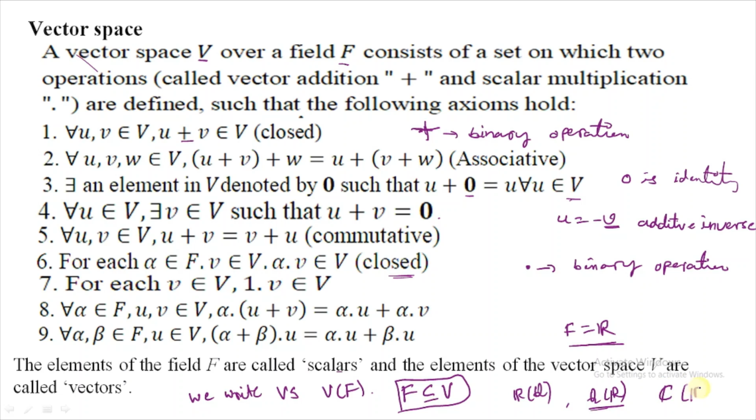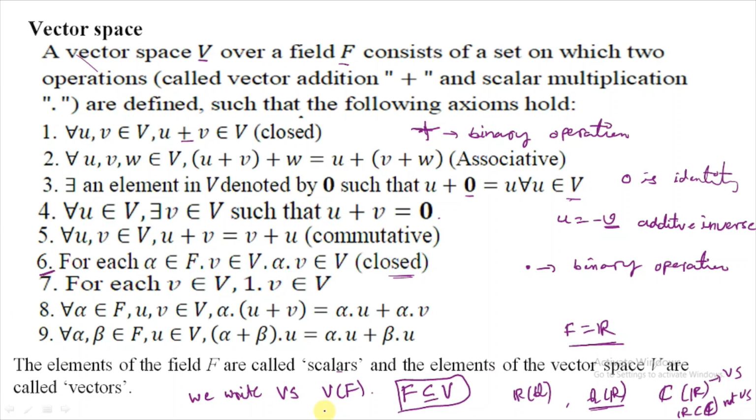Complex numbers over R, you can write, it's a vector space. But R over C is not a vector space. This is because here the complex numbers are a superset, but it does not satisfy the sixth property, the closure property. Now remember one thing: a vector space is always a superset. If a set satisfies these nine properties, then the set is called a vector space.